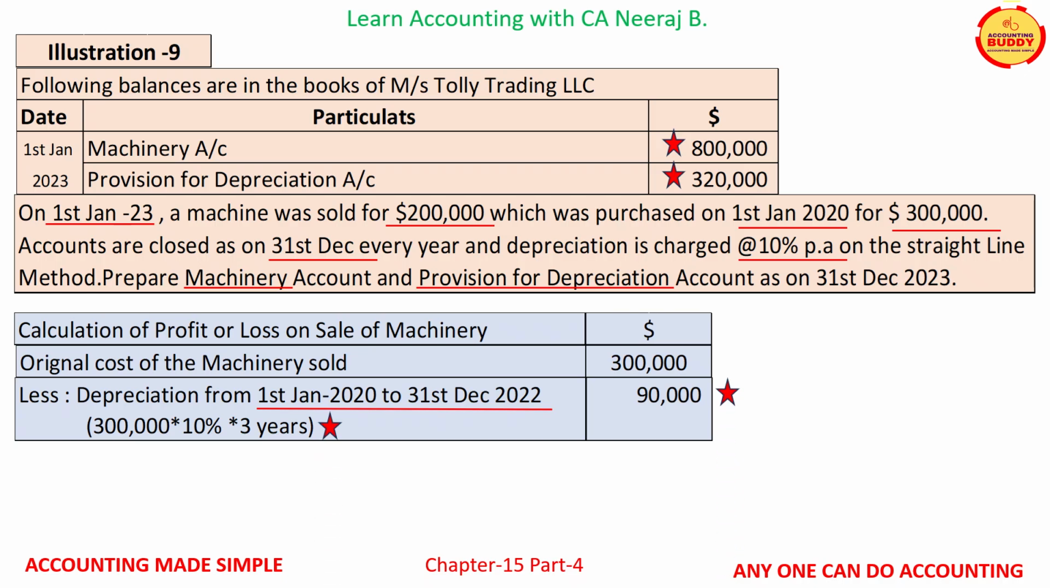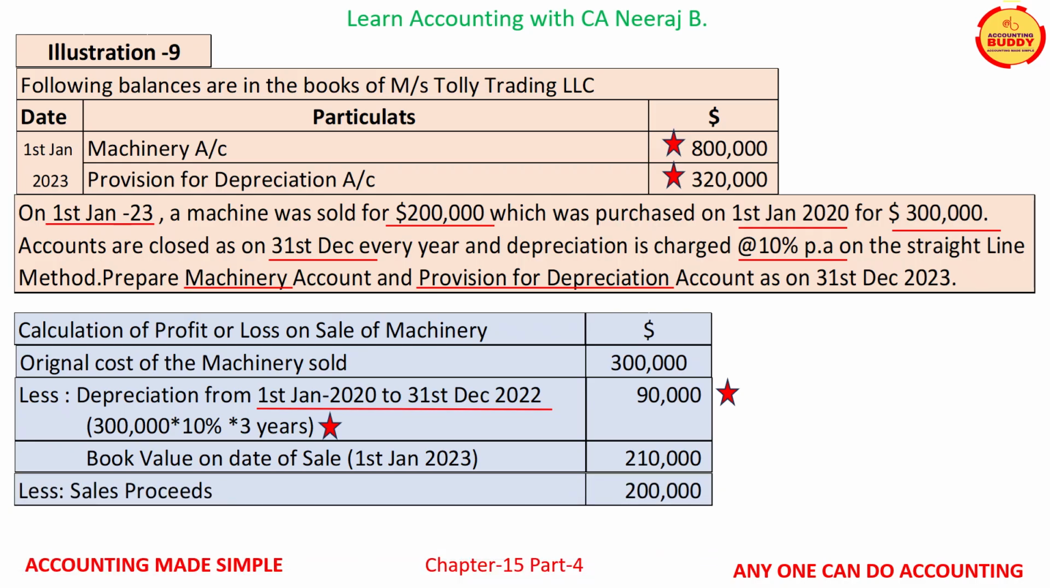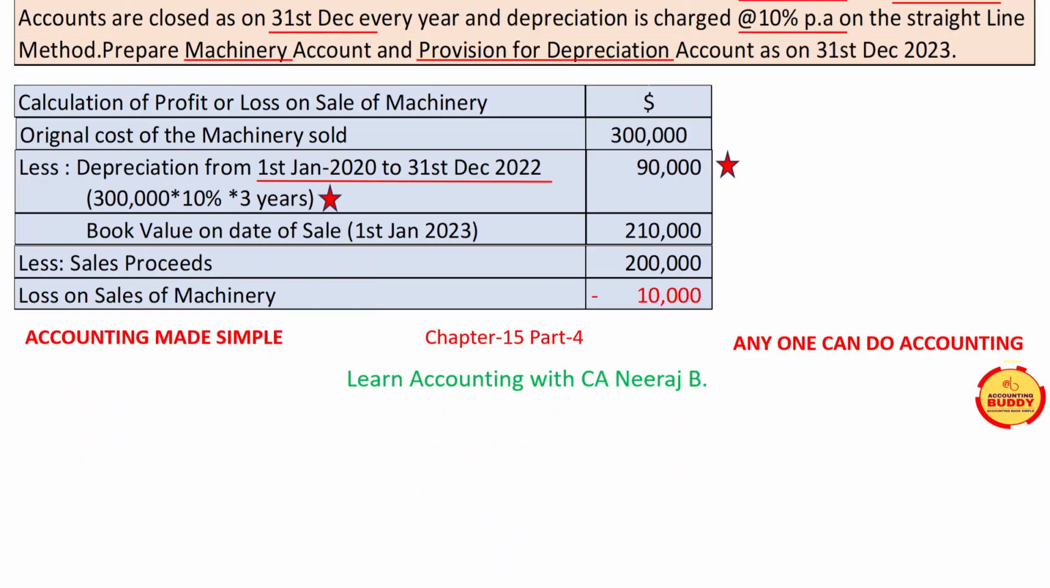The book value of the machinery on the date of sale, that is 1st of January 2023, is $210,000. Sale proceeds of the machinery is $200,000. Since the book value of $210,000 on the date of sale is more than the sale proceeds, we have a loss of $10,000 on the sale of this machinery.